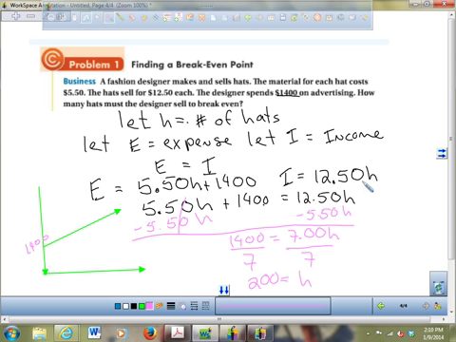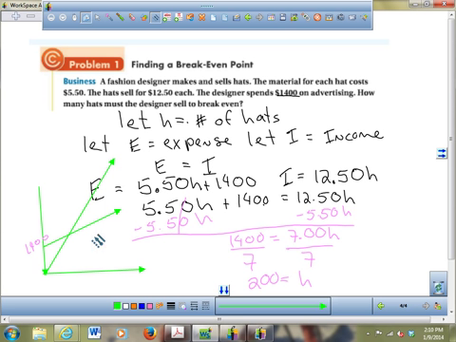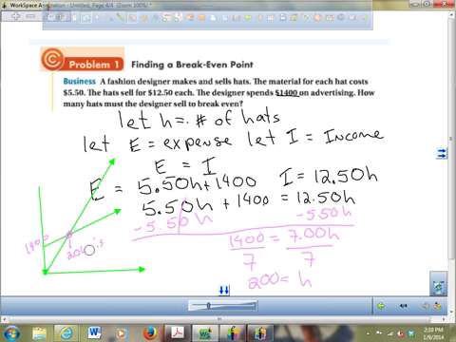This one, your income line, looks like this. You start down here, and you're going up steeper, right? Because you start with 0 income, and then it goes up steep, and where those two things cross, there's your 200 hats. So up until this point, am I making money or losing money?